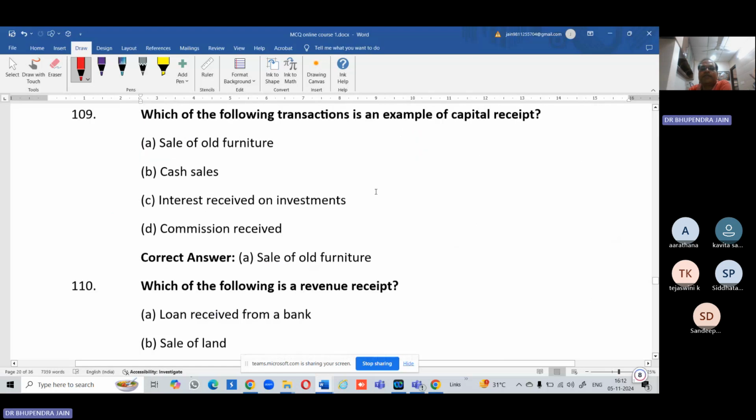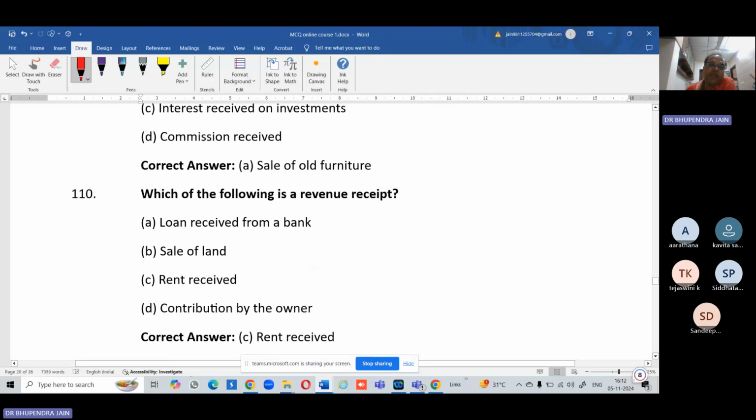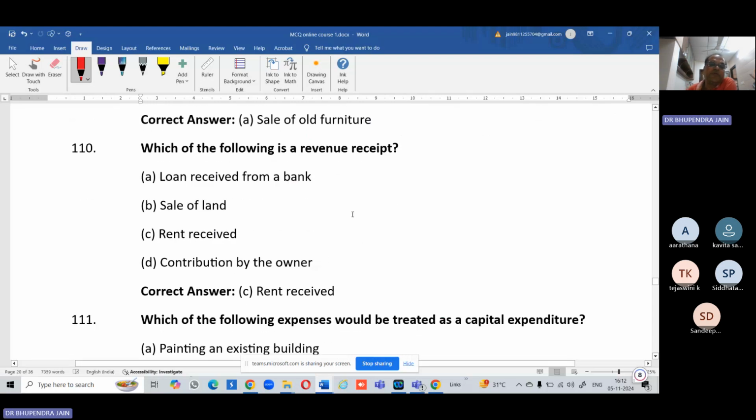Which of the following transactions is an example of capital receipts? We have discussed in one of the classes capital expenditure, revenue expenditure, capital receipts, and revenue receipts. The sale of old furniture is a capital receipt. Which of the following is a revenue receipt? So rent received is a revenue receipt.